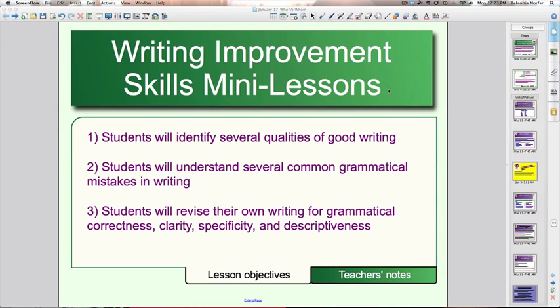Hello, Generals. This week we are working on the English EOI. We're going to be looking at improving our writing skills.